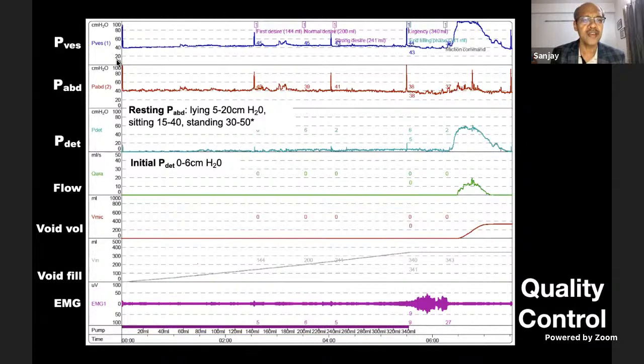The other thing you can notice here is periodic cough. There's a cough done in the beginning to start with, and you can see a reasonably good subtraction. There are periodic coughs in between, a cough at the end of filling at the point where the patient is told to void, and a cough at the end of the test to make sure that the transducers continue to function well at the end of the study.